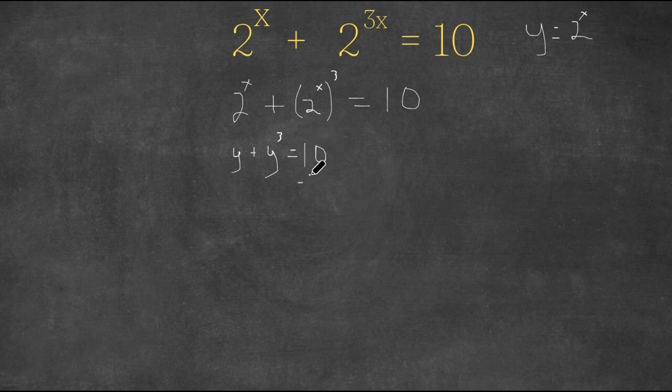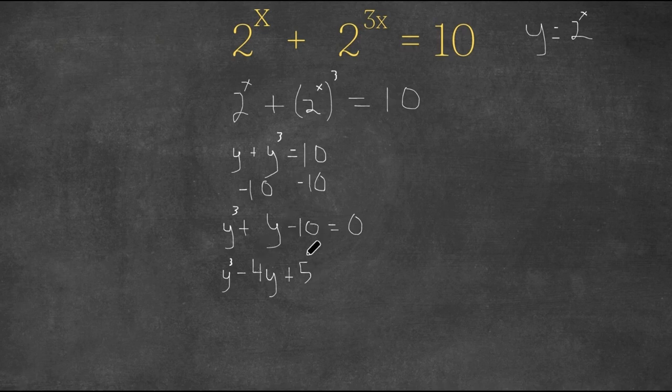Now we're going to subtract 10 on both sides. Let me rewrite this in order of exponents. We have y to the power of 3 plus y minus 10 equals 0. To factor this, we're going to rewrite the y as minus 4y plus 5y, and we still have the minus 10 here.